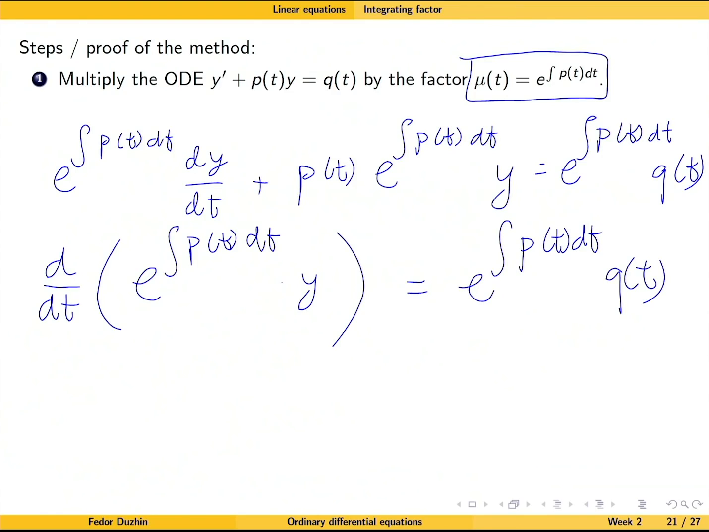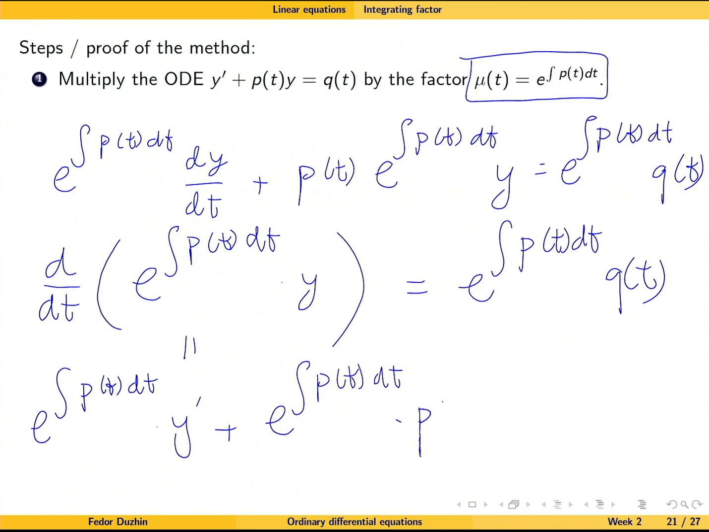Right, because if you differentiate it, you're going to get e to the power integral p of t dt times y prime plus the derivative of e to the power integral p of t dt times y. How do we find the derivative? The derivative of the exponential function is the exponential function itself times the derivative of the exponent, and the exponent is the antiderivative of p of t dt. So its derivative is p of t, and times y. Correct? Correct.